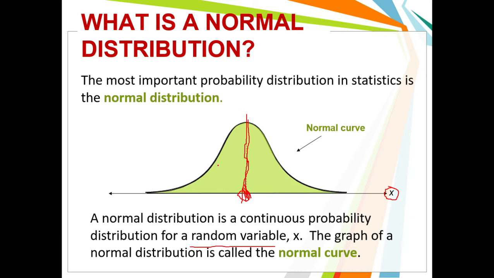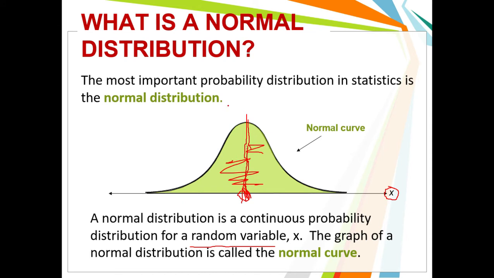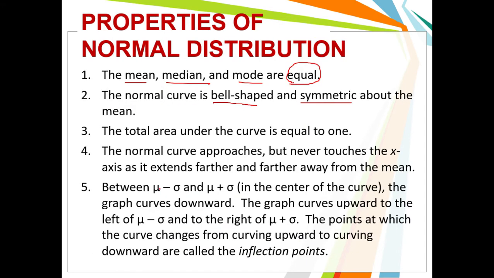And ang ating probability value is from 0 to 100% or from 0 to 1. Okay? So yung green area dyan, that is equal to 100% or 1 na probability value. Number 4, the normal curve approaches but never touches the x-axis as it extends further and further away from the mean. Okay? So asymptotic, in other words, yung ating curve. So it approaches the x-axis but never touches it. Kumbaga, hanggang magkakadikit lang sila but it will never touch yung ating x-axis.